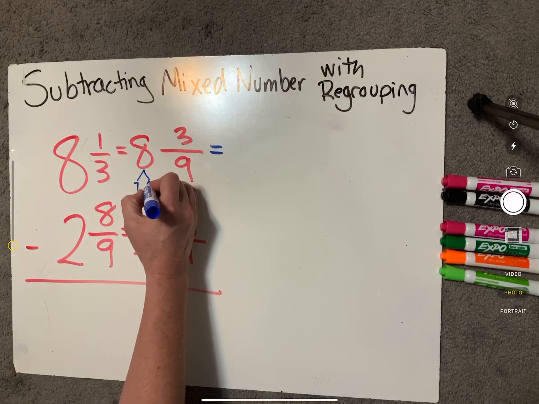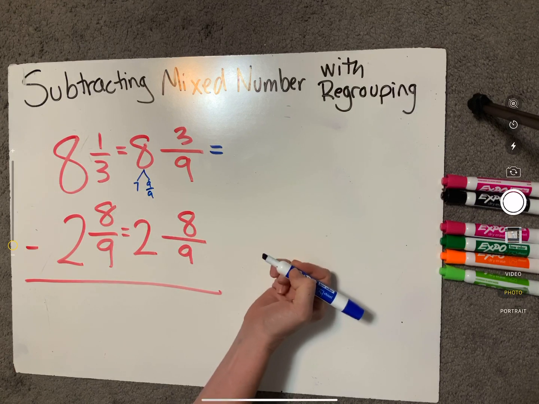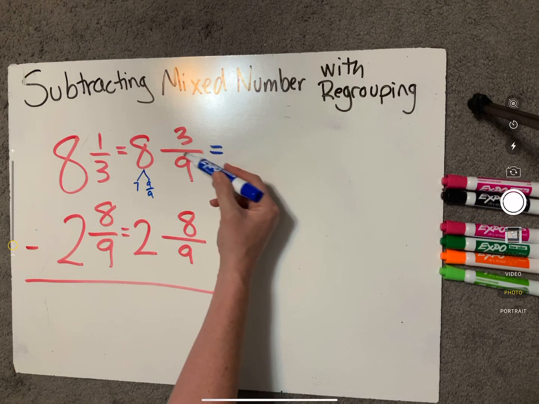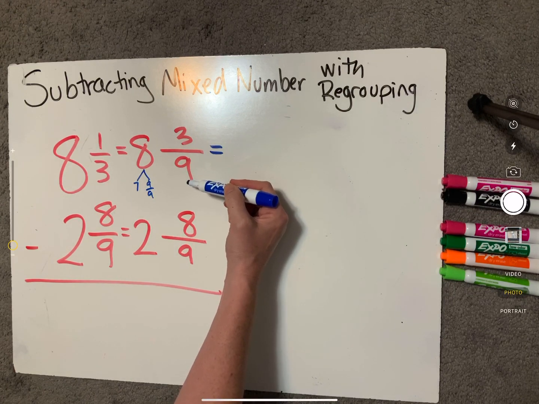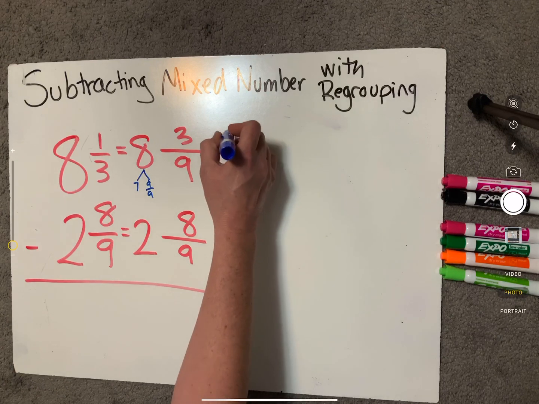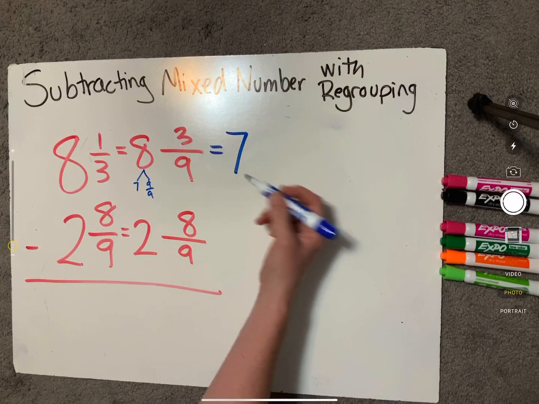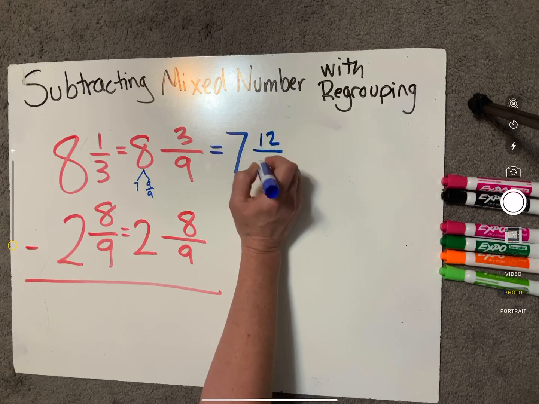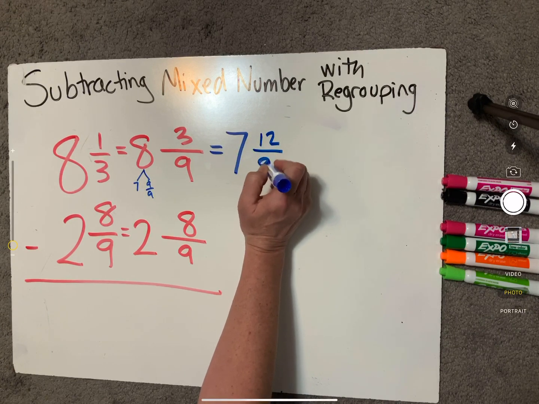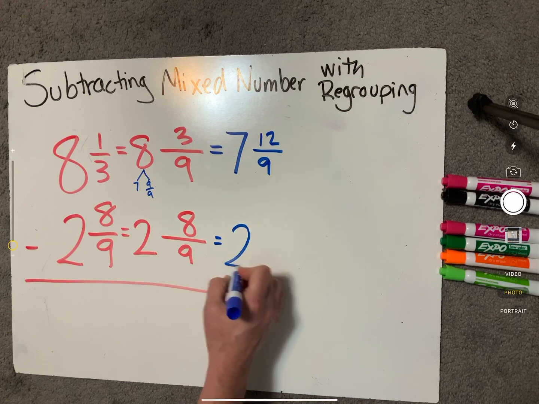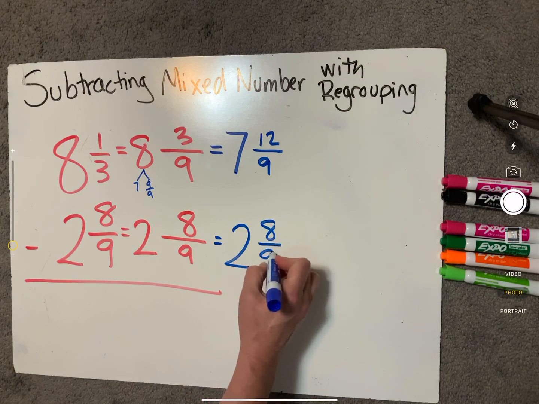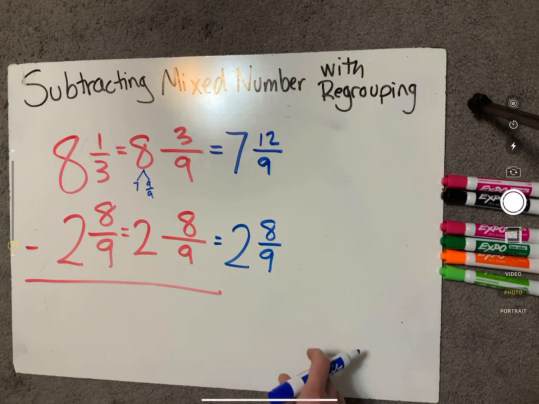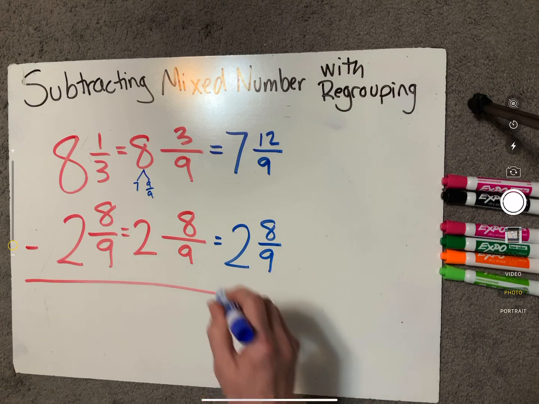So I'm going to split the 8 into a 7 and 9/9. The reason I'm using 9/9 is because my denominator here is 9, so I want to let that guide me. My new whole number is 7. And then 9/9 plus 3/9 would be 12/9, right? Then down here at the bottom, this number is going to stay the same. We're not doing anything to it, just like with our whole number.